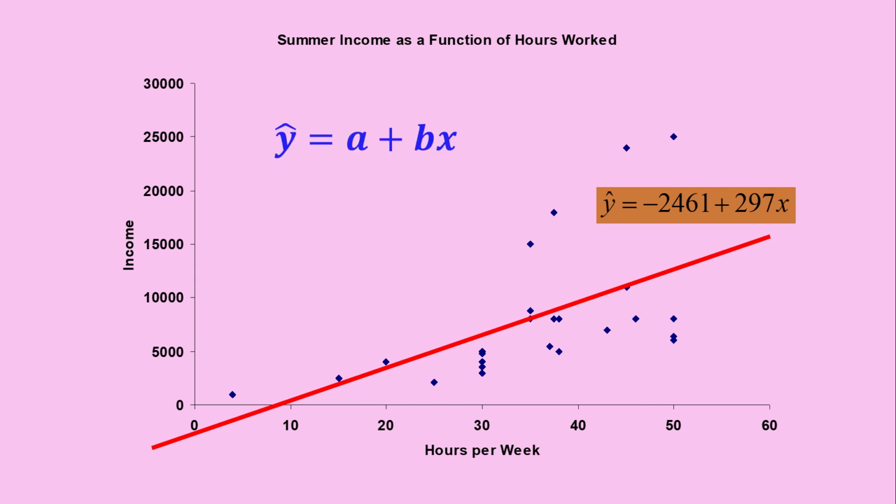Compare with this. What is the a? A is negative 2461 and b is 297. A is the y-intercept and b is the slope. You see here the y-intercept is negative, therefore it should be below the x-axis.